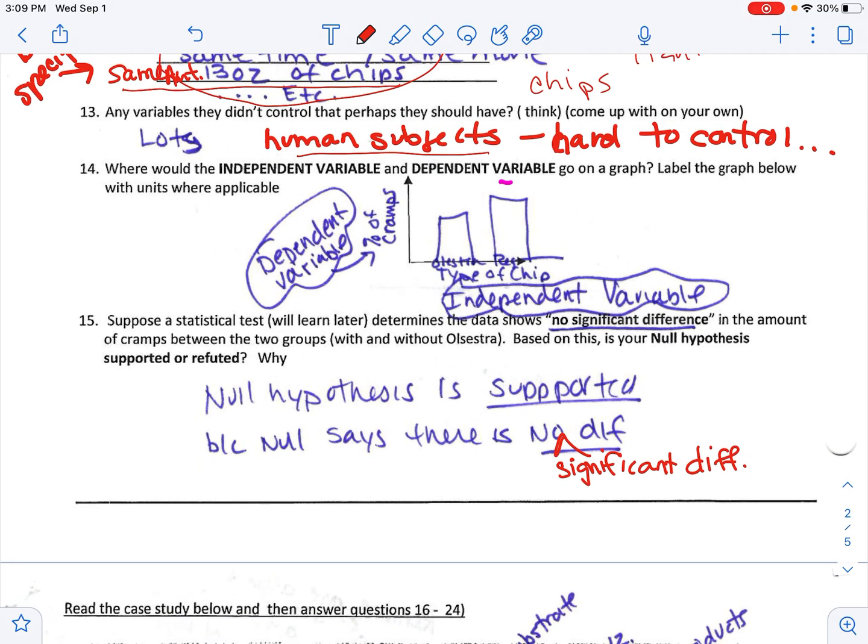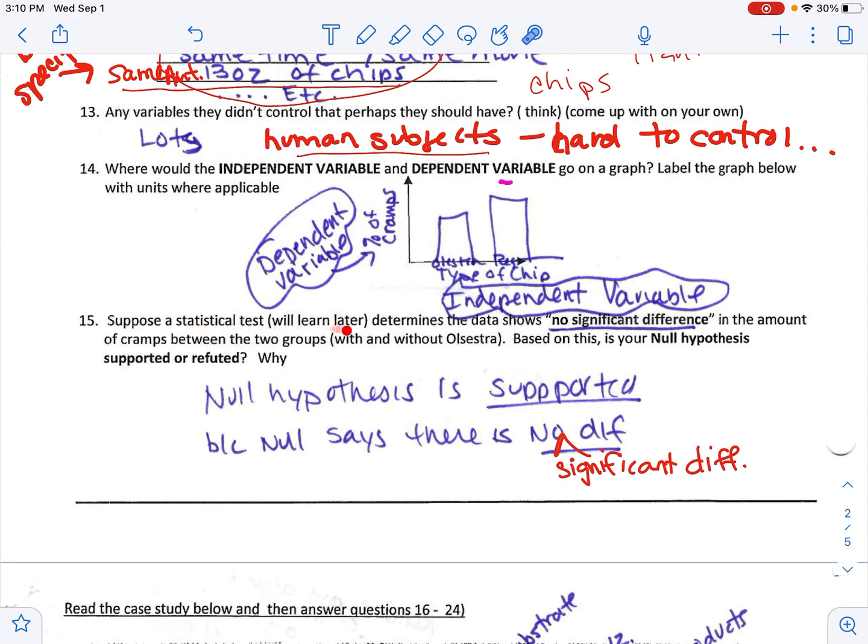14, you see here, I actually drew the bar graph. You didn't have to draw the bars on there, but I just kind of showed you what the graph would look like. If we did this graph, it would be a bar graph because we have discrete data here. The type of chip, that's a category. But all you had to write was the type of chip on the x-axis, because that's my independent variable. There's no unit, so leave that blank. And then I wrote the percent of cramps. You could have written the number of cramps here as your dependent variable on the y. That's all you had to write.